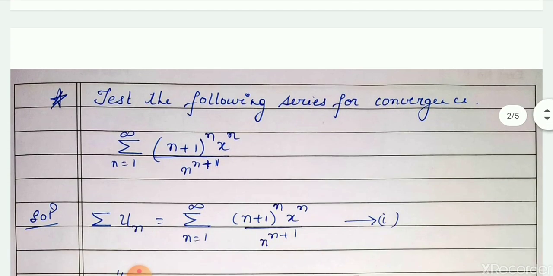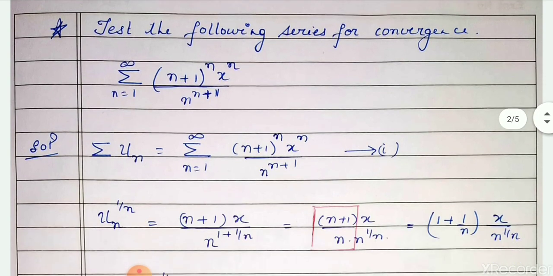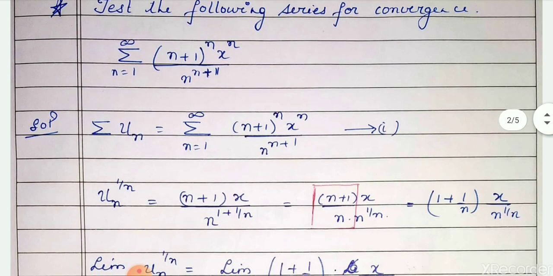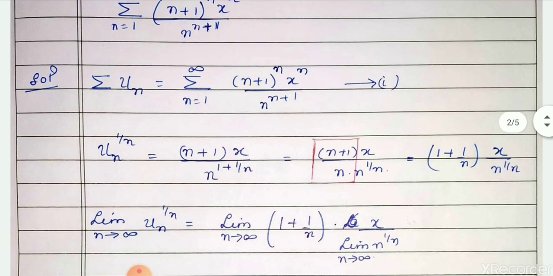The next example, test the following series for convergence. Sigma n equal to 1 to infinity (n plus 1) raised to n, x raised to n, divided by n raised to n plus 1. I've named the series as sigma un. Then I've directly taken the nth root of the nth term. So those powers n will get cancelled. So the numerator will be (n plus 1) into x. Denominator is n raised to, the simplified form of that power, n plus 1 by n, that is 1 plus 1 by n.